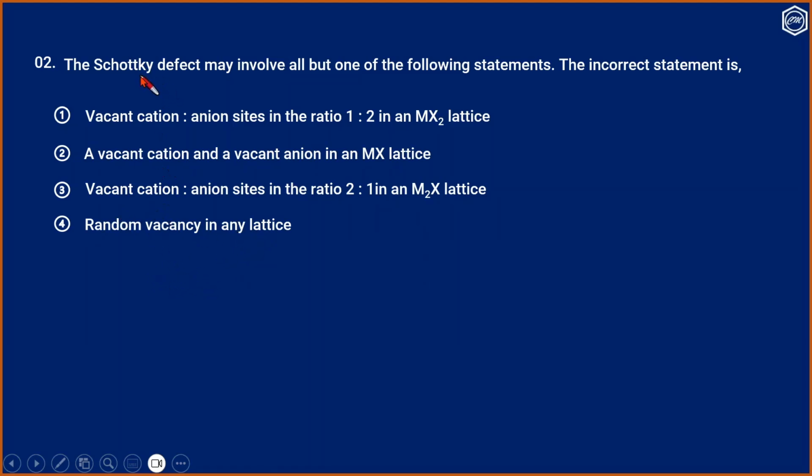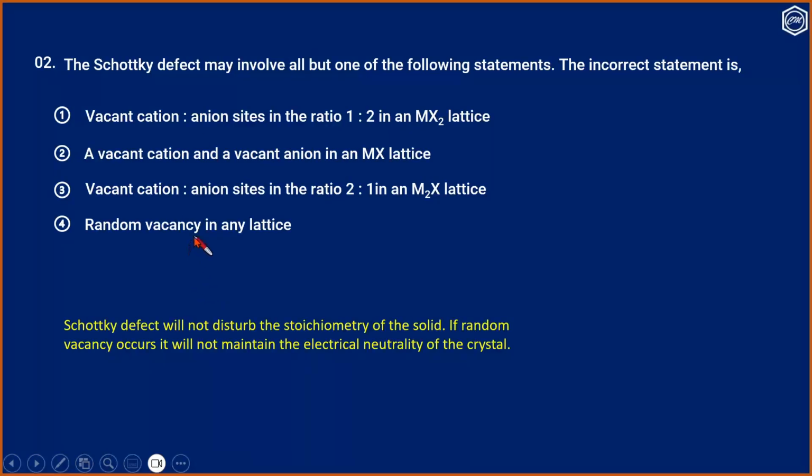So here we consider the Schottky defect, and it is a stoichiometric defect. Schottky defect will not disturb the stoichiometry of the solid. If random vacancy occurs, it will not maintain the electrical neutrality of the crystal. So the wrong statement is option 4, that is the correct answer. Here the stoichiometry is, if there is one M vacancy, there should be 2 X vacancies. Here the vacancies are 1:1, here it should be 2:1.